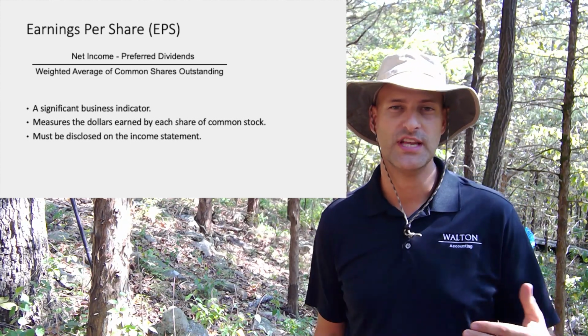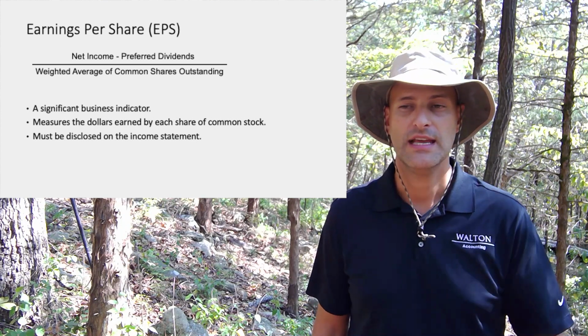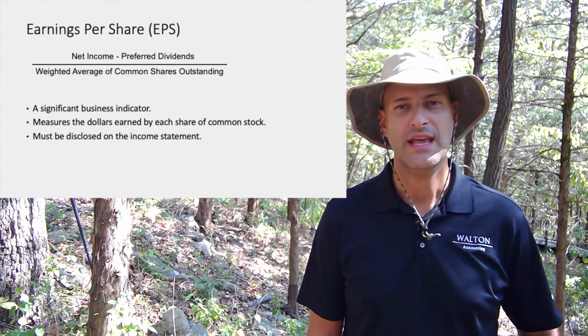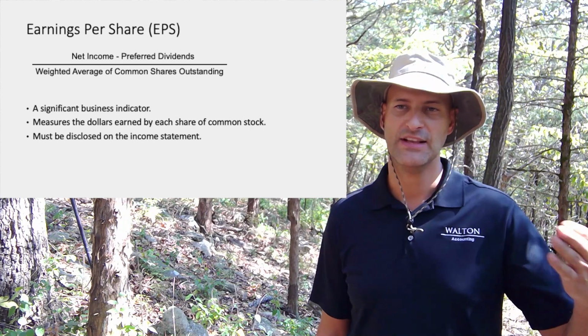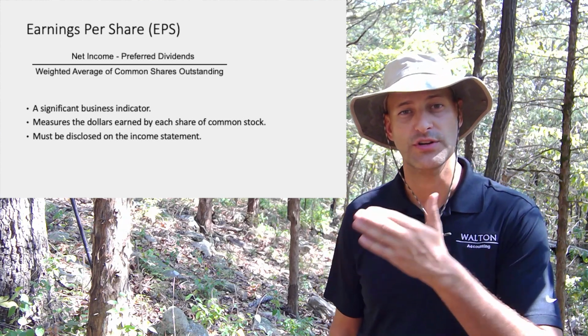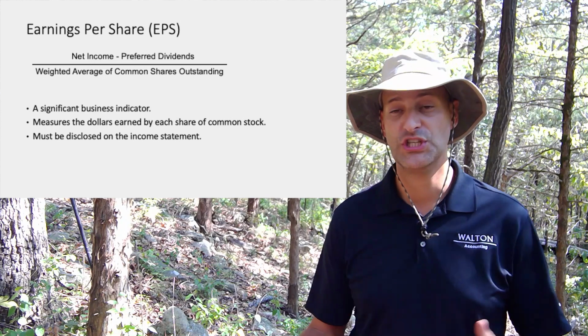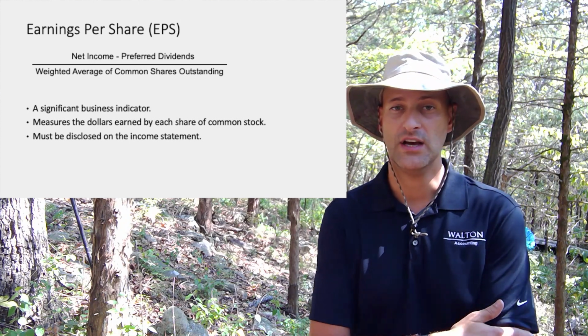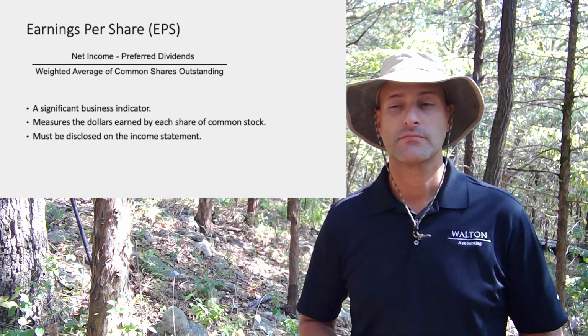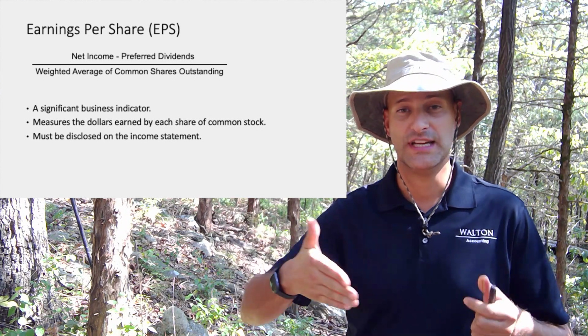This is obviously a significant business indicator. As a shareholder, this tells you how much earnings you have in the company for every share of stock you own. It's a pretty important metric, especially as over time, companies can issue additional stock or they can redeem stock, which would change that average, the weighting of common shares outstanding. But you're interested in what you own, or what revenue or net income is attributable to you as a shareholder, so per share. So that's why that measure is so important. And that has to get disclosed on the income statement. It's usually some of the last items reported on the income statement.